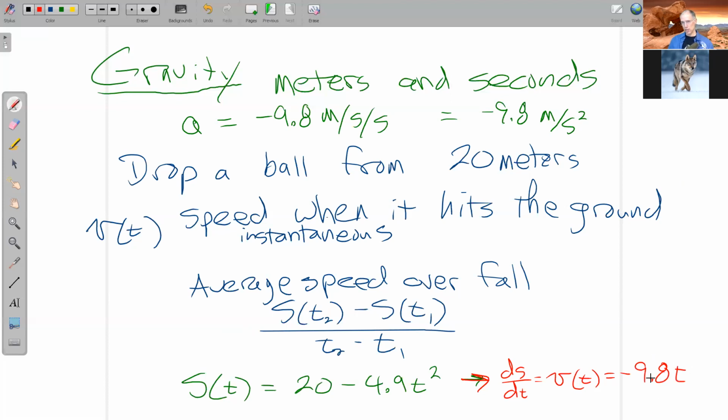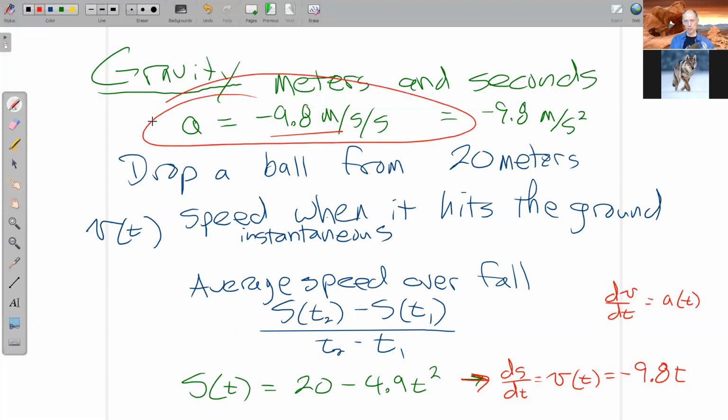And so acceleration is the slope, the rate of change of velocity, right? And we looked at that before. dv dt is a of t, and a of t is constant. So I had that up there. So if we were to take one more derivative here, we would see that a of t is just negative 9.8. So position, velocity, acceleration there.